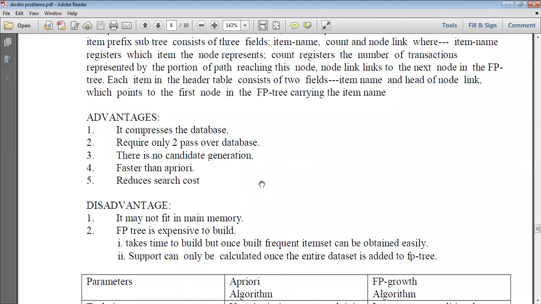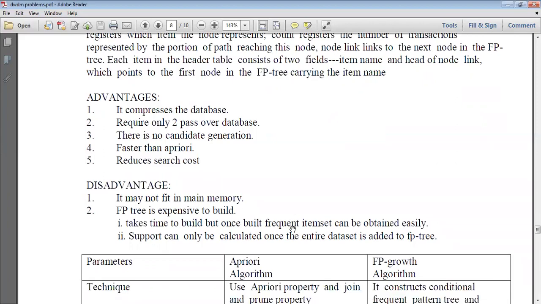And the disadvantages: it may not fit the main memory. Why? Because you are using a linked list. That is the reason it may not fit the main memory. The FP tree is also expensive to build, though once a frequent item set tree is generated, the frequency is obtained easily. And support can only be calculated once the entire data set is added to the FP tree. These are the disadvantages. What are the advantages of Apriori and what are the disadvantages?